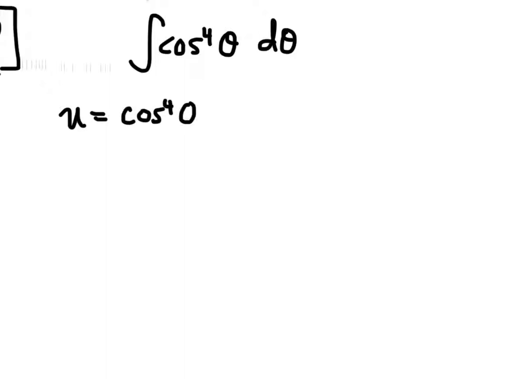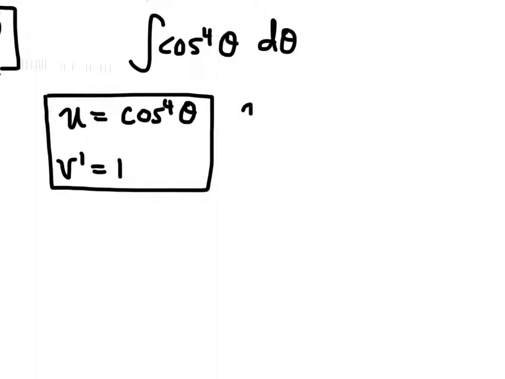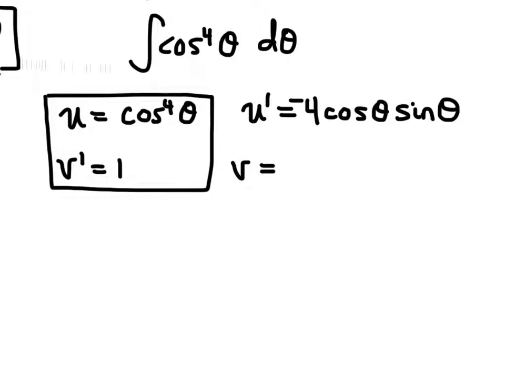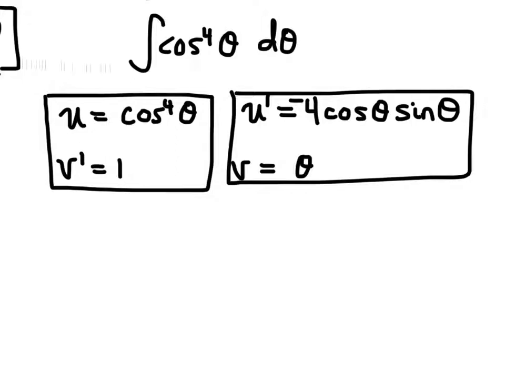So we have the integral of cosine to the fourth of theta d theta. We're going to let u be cosine to the fourth of theta, and we're going to let v prime be 1. And let's see what that does for us. So here's our choice. We take a derivative of cosine to the fourth. We get 4 cosine cubed theta times negative sine theta. So we have a negative sign out front here. And we integrate v prime to get that v is theta. So this is what we compute.